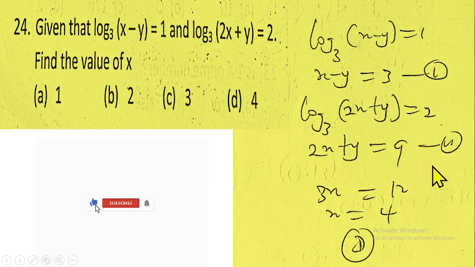So we have to solve equations 1 and 2 now. You are solving them simultaneously. Now we can solve them by using elimination. You have minus y, you have plus y, so you can just add these two equations.